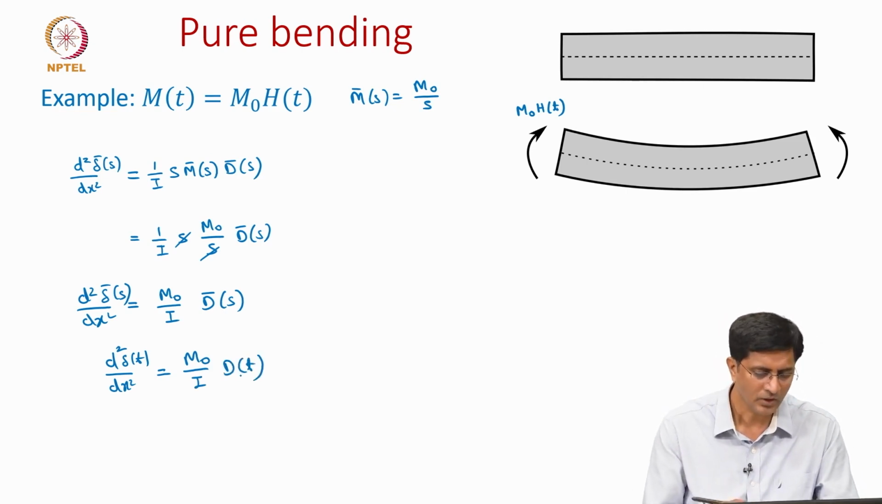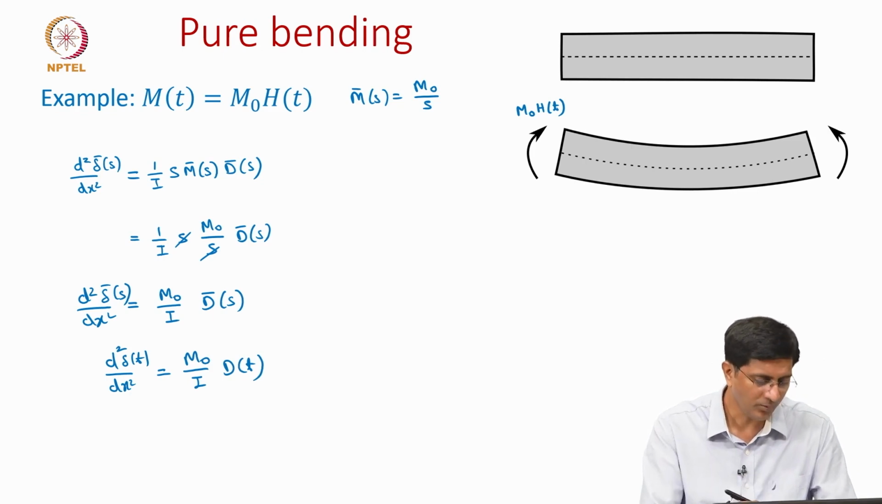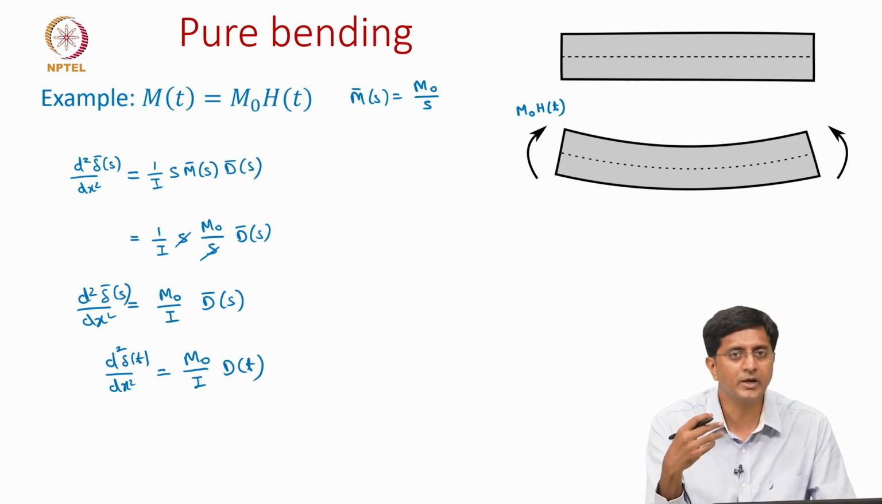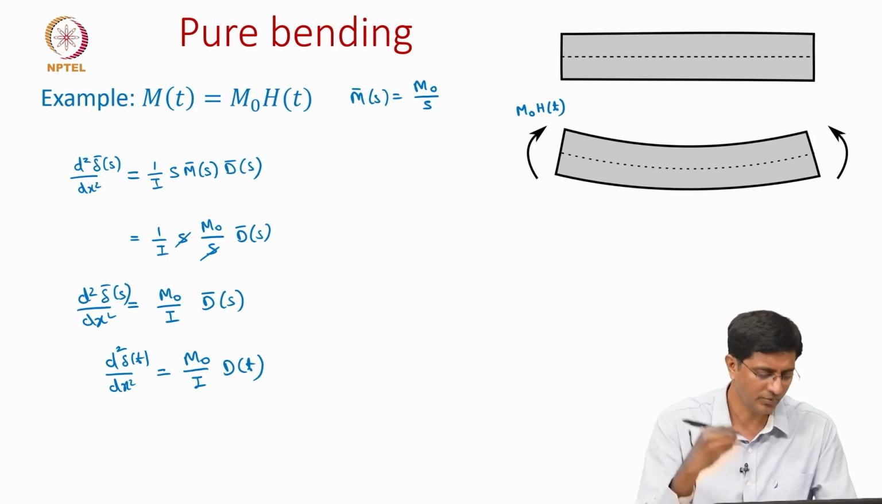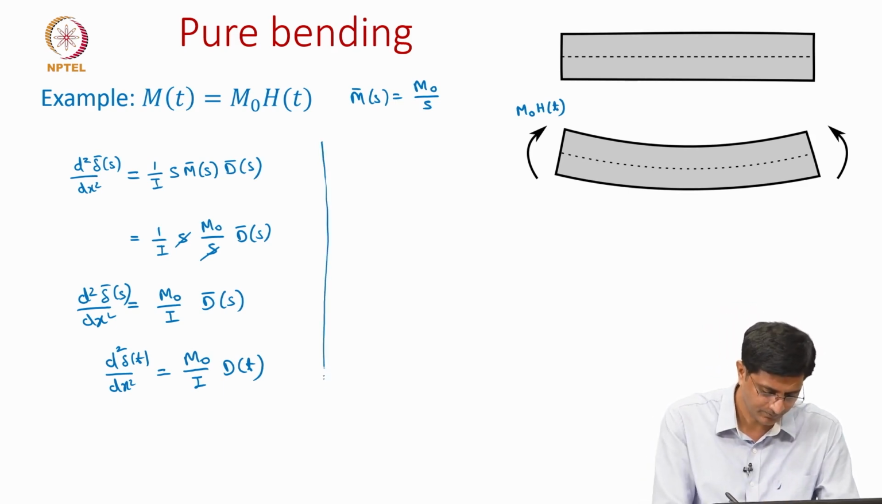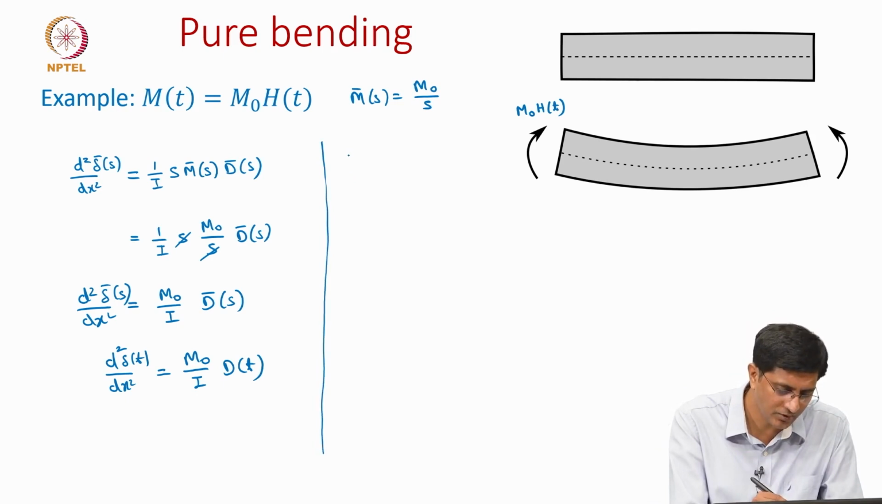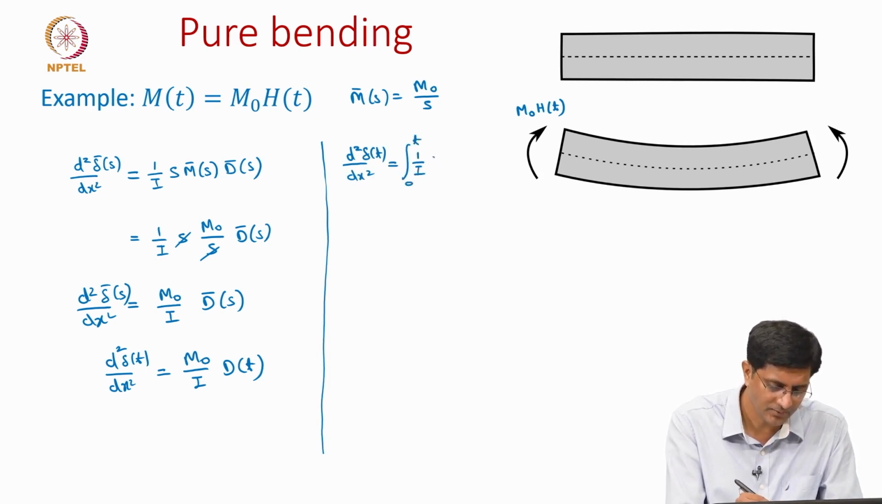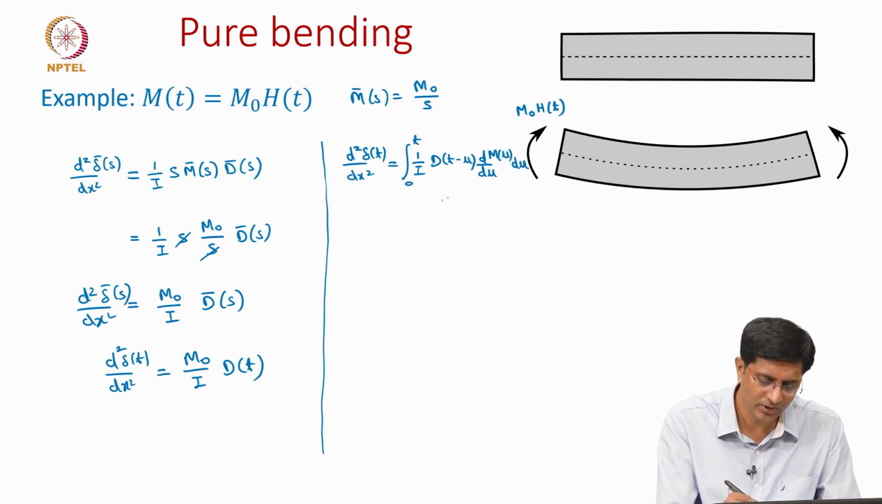Okay. Now, let us derive the formula by applying directly the time domain integration formula that we have seen in the previous slide. So, in the previous slide we showed that in the time domain it is given by this integral 0 to t, 1 by I times D of t minus u times d by du of M of u times d u. So, in this we need to find what is dM by du.